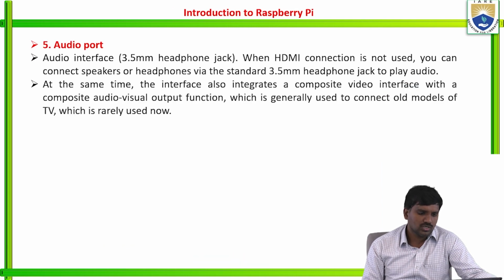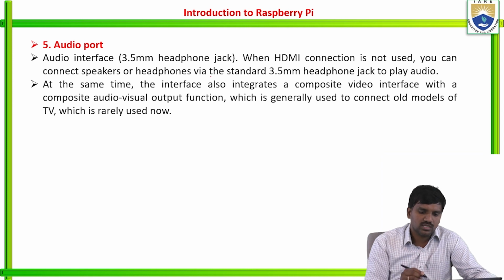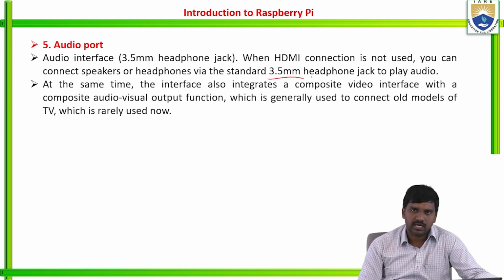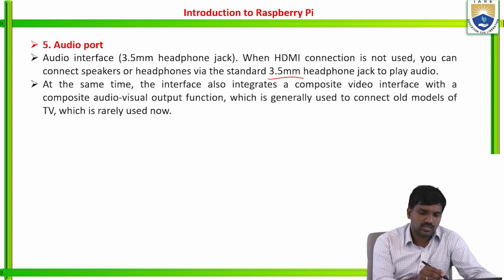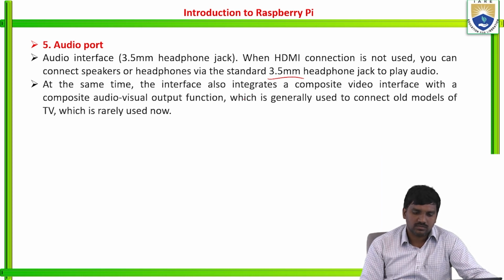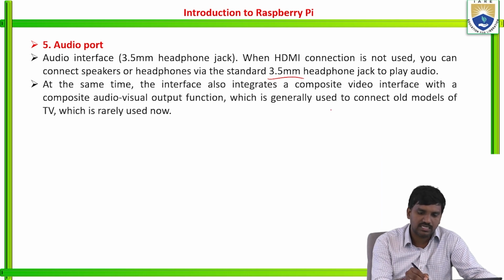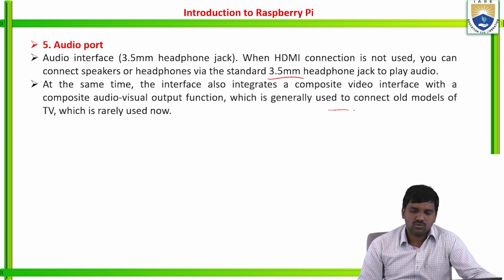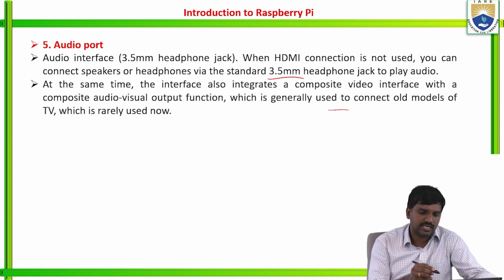Next, audio ports. The audio interface is a 3.5 mm headphone jack. When the HDMI connection is not used, you can connect speakers or headphones via the standard 3.5 mm headphone jack to play audio. At the same time, you can also integrate a composite video interface with a composite audio-visual output function, which is generally used to connect old models of TV, and is rarely used now. So this is about audio ports.